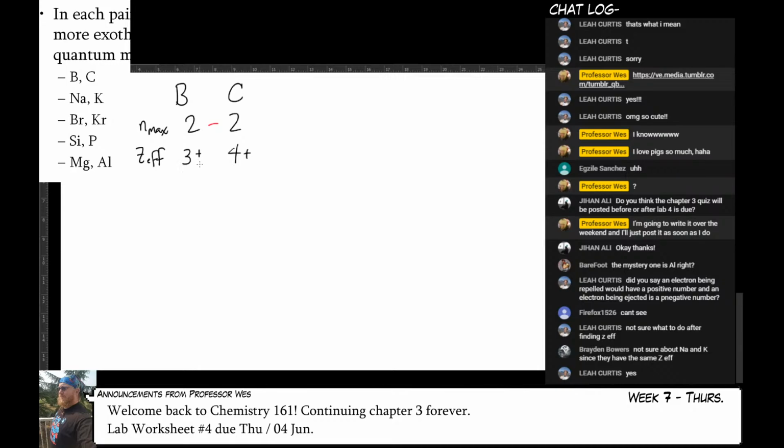Which electron I'm going to add is going to be more attracted to? Positive 3 or positive 4? Positive 4. So carbon must have the more negative electron affinity. And if we go back to the numbers and look at that, it turns out that that's right. Boron is minus 23. Carbon is minus 123. So carbon is more negative.